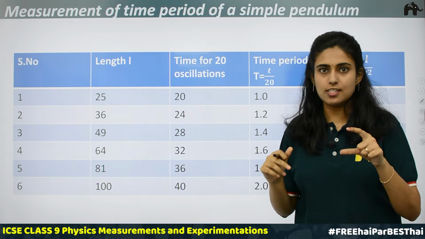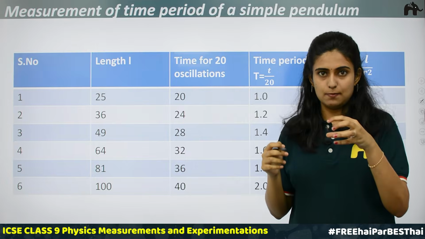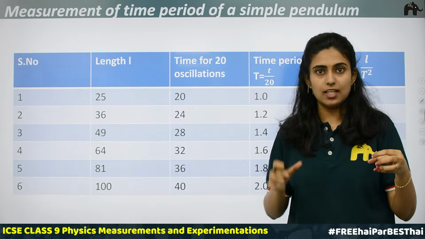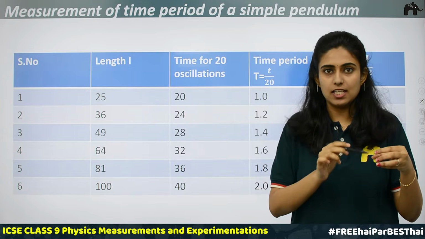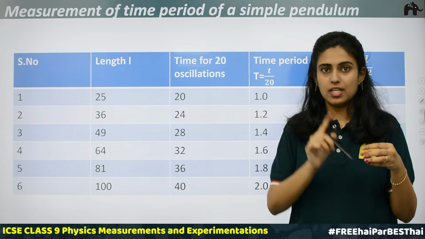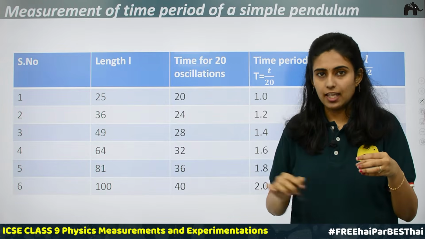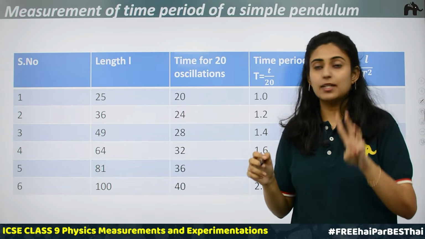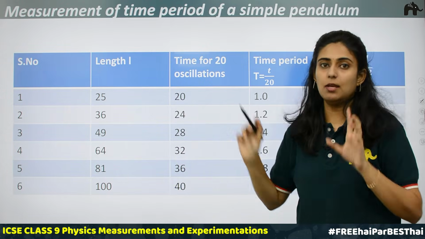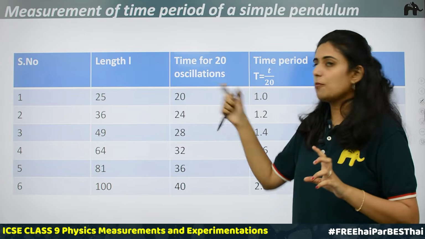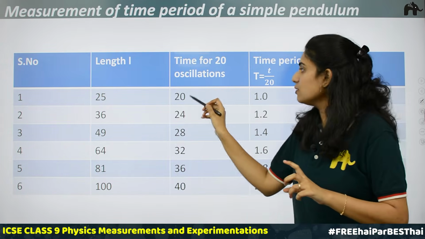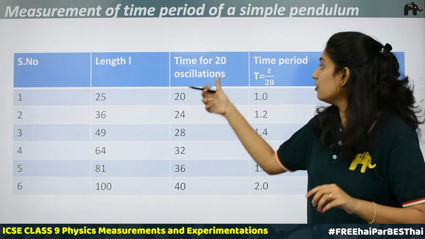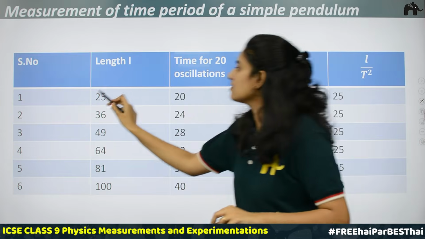You need a stopwatch. When the bob is displaced, you first take the bob from its mean position to its extreme end, that is position A. From there it is released, it will go to B, come back to A. That completes an oscillation. Again to B, back to A. 2 oscillations. Like that we will be counting for 20 oscillations. What is the time taken? We will be setting the timer in the stopwatch, and we will be getting the value. This value will be noted. So, this value is the time taken for 20 oscillations when the length of string is 25.